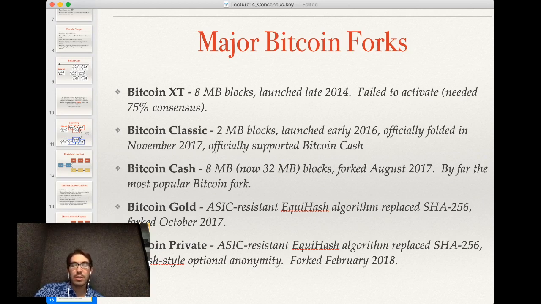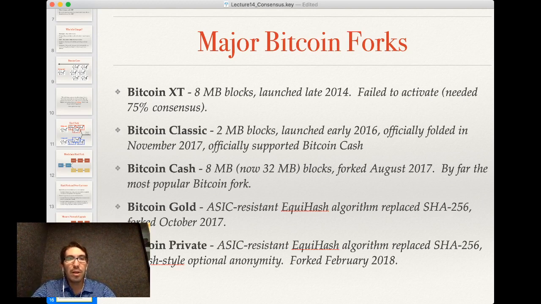Bitcoin Cash, we'll discuss this a little more in depth in a moment. This forked in August 2017, and it's still by far the most popular Bitcoin fork. It has 8 meg blocks, or it had at the time. It's now been upgraded to 32 meg blocks. I want you to notice that there were quite a few attempts here to increase the size of the blocks. This will come into play momentarily when we go more into depth on the philosophy of Bitcoin Cash and its version of history as opposed to Bitcoin's.